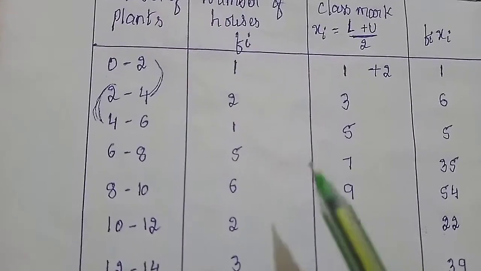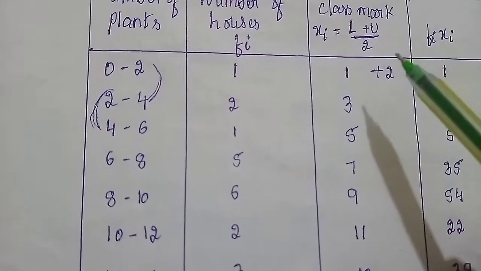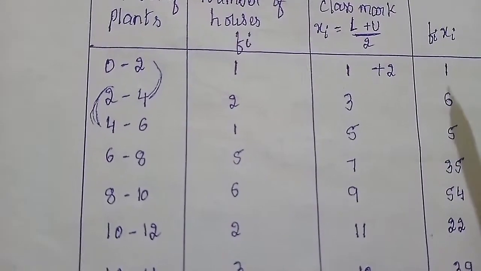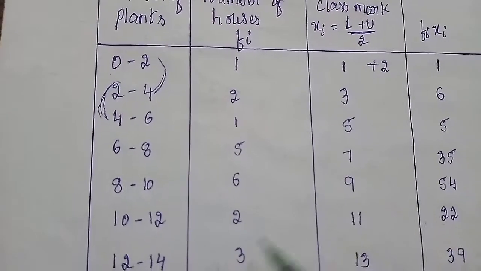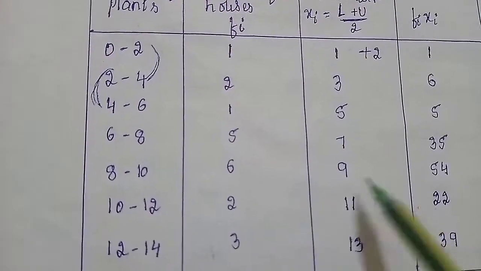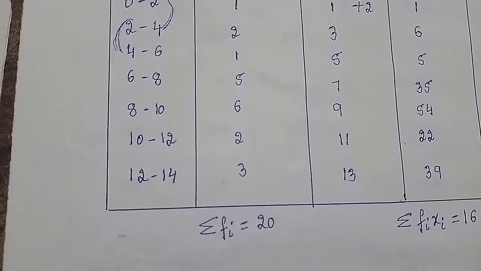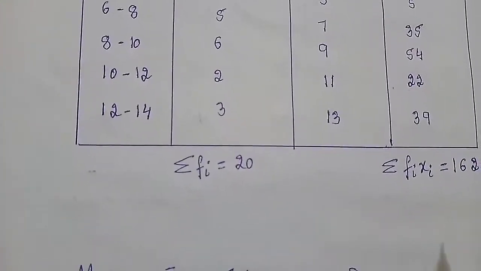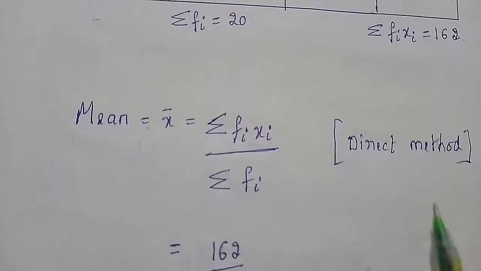Because you can observe that the numerical values of fi and xi, where we are multiplying, are quite small. So if we are multiplying fi with xi, the multiplication is quite easy. Because the numerical values are too small, we can go for the direct method. Now we have fi and we have fi xi. So what is the formula for mean by direct method?